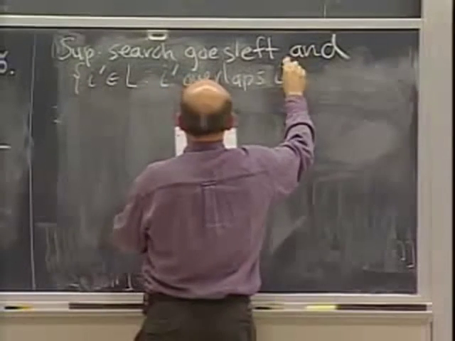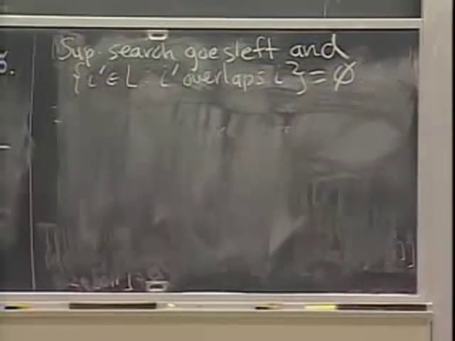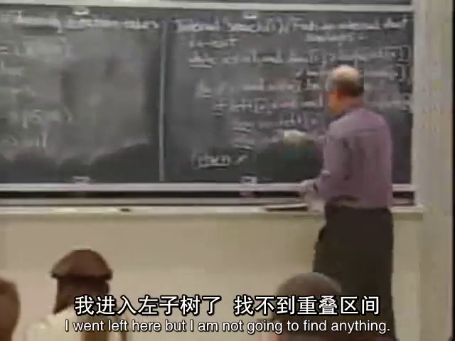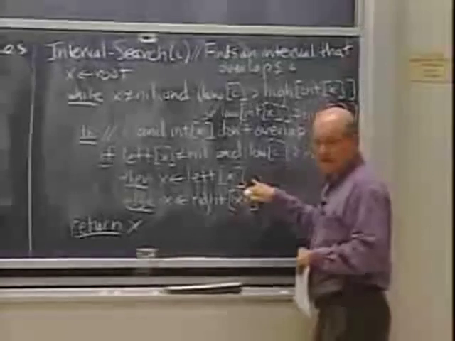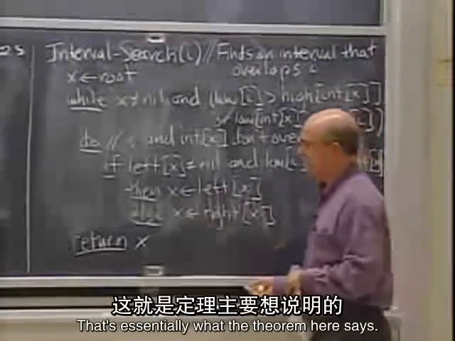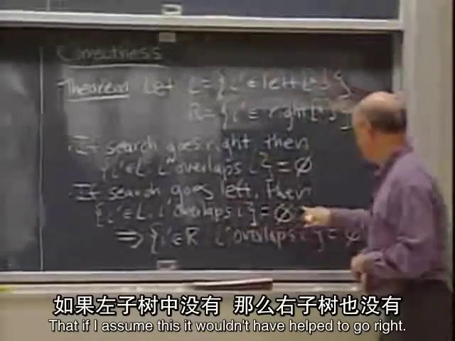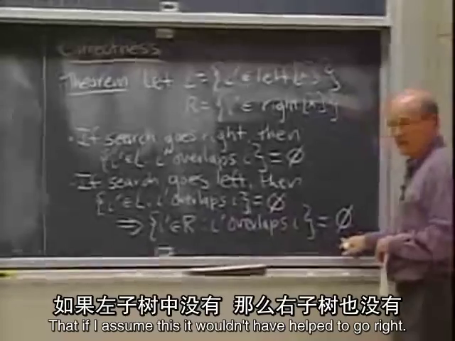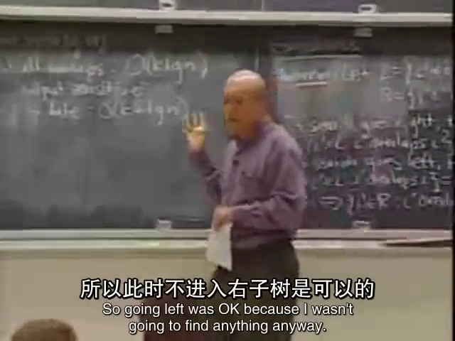Now, as I went left here, there's nothing, I'm not going to find anything. Now I want to prove that it wouldn't have helped me to go right. That's essentially what the theorem here says, that if I assume this, it wouldn't have helped to go right. I want to show that there's nothing in the right subtree, so going left was okay because I wasn't going to find anything anyway.